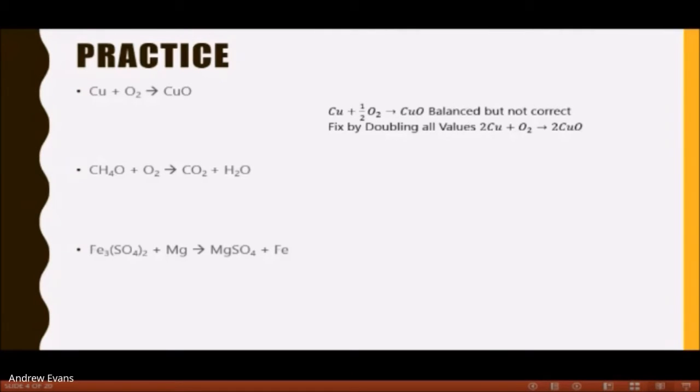So I'm going to look at carbon first. I see there's one carbon on the left, one carbon on the right. I'm going to leave that. That's good. Next, I move to hydrogen. I'm going to do oxygen last. Why am I going to do oxygen last? Oxygen appears in two compounds on the right. So if I try to balance oxygen, it's going to get all messy. But hydrogen and carbon only appear in one compound apiece.